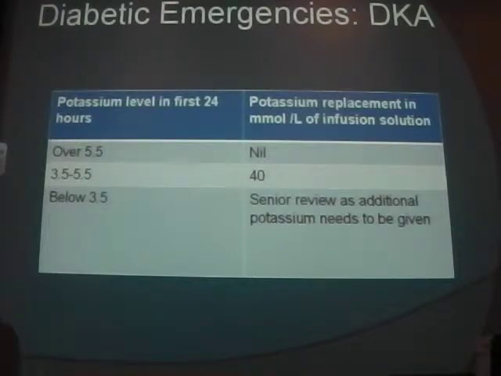How are we measuring the potassium here? Ideally, we want to be running this through venous samples, not through the blood gas machine, because their estimate there is poor. It tends to be that they very grossly underestimate potassium on the machines. So you want to be running this through the lab as urgent samples.